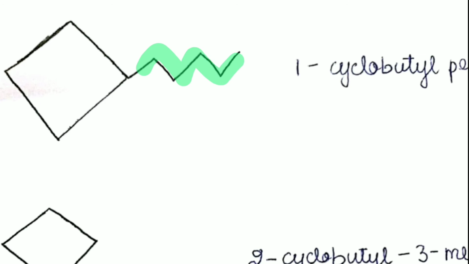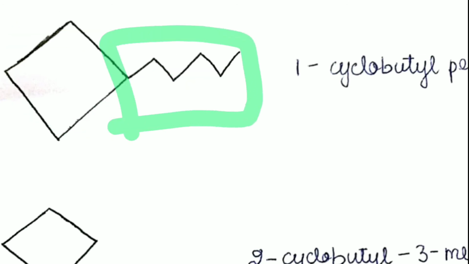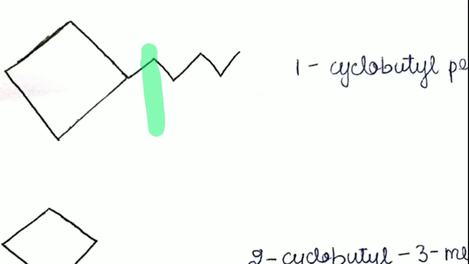In a ring-like structure, the positions were equivalent in the previous example, so we were not giving the locant. But now, with the straight chain, we have to specify whether it's on the first carbon, the second carbon, or the third carbon. That has to be specified in the case of a straight chain. So this will be called cyclobutyl pentane.